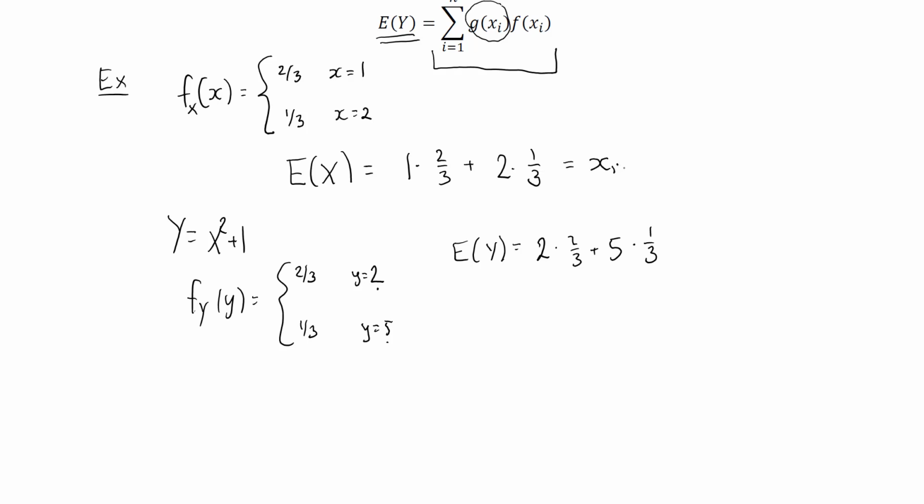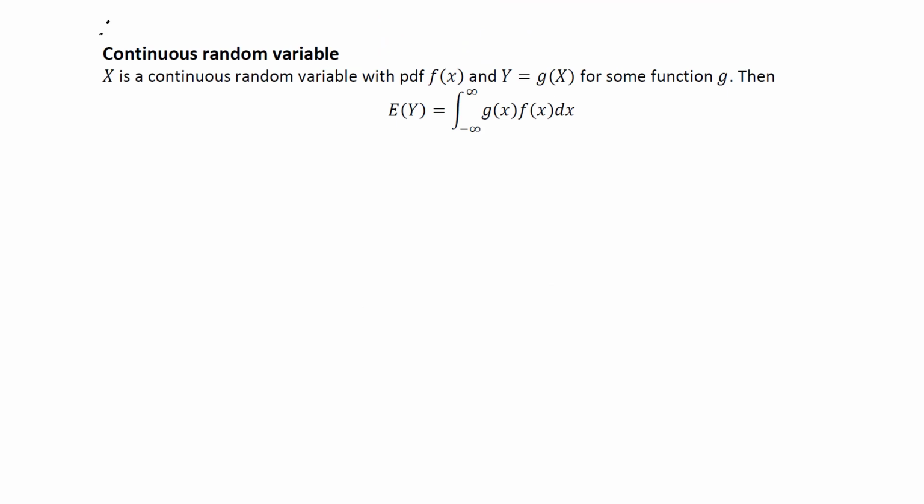Here we do x_1 times f of x_1 plus x_2 times f of x_2. Here we need to plug this x_1 into the g function first. So this becomes g of x_1, which is 2, times f of x_1, plus g of x_2 times f of x_2. So this is the basic reason behind the formula for the expected value of a function of a discrete random variable. The corresponding formula for a continuous random variable is pretty similar. We just need to change sums to integrals.